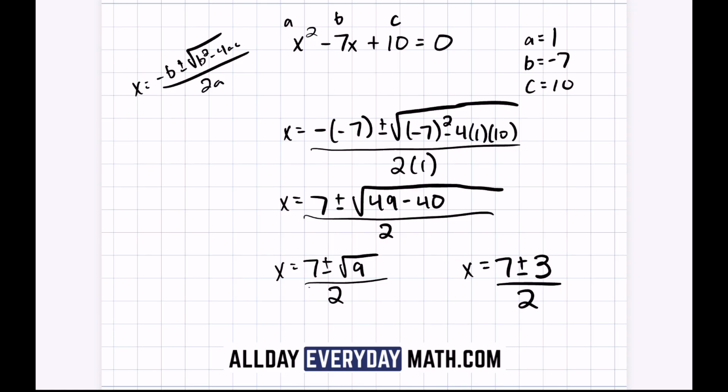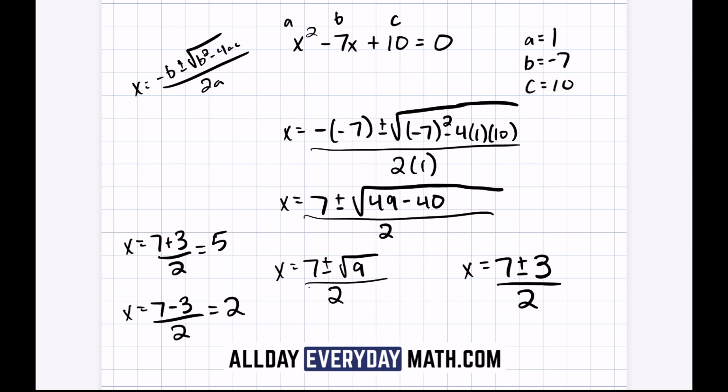So at this point, we can go ahead and break this up into two parts. So we have x equals 7 plus 3 divided by 2, and we have x equals 7 minus 3 divided by 2. So up top, 7 plus 3 is 10 divided by 2 is 5. And on bottom, we have 7 minus 3 is 4 divided by 2 is 2.